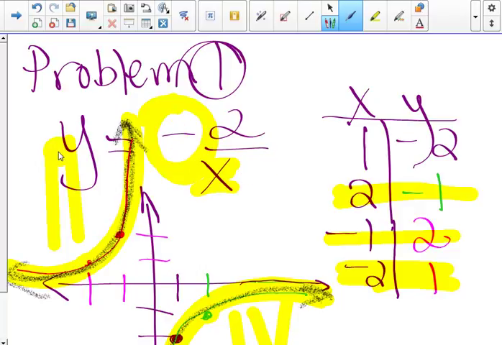So let's look at graphing this. You've got y equals negative 2 over x. I'm trying to figure out what I've drawn on this.